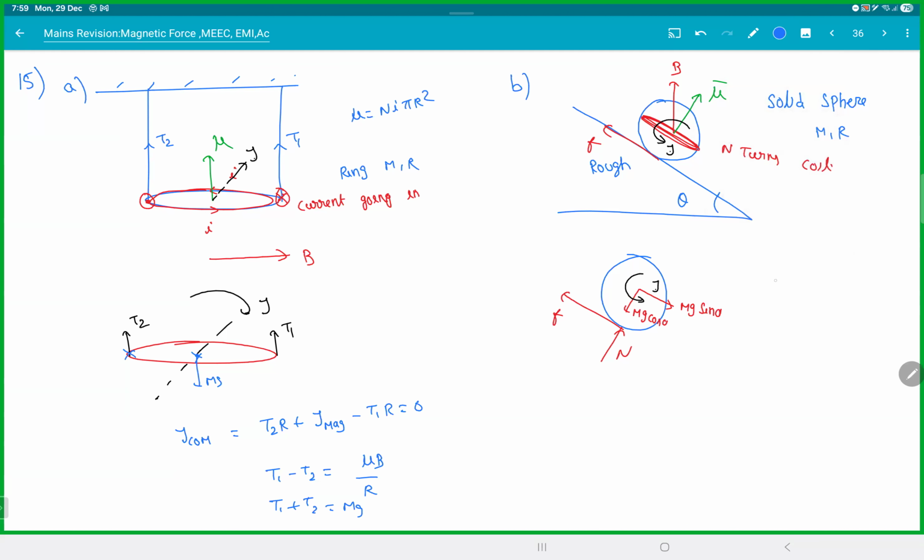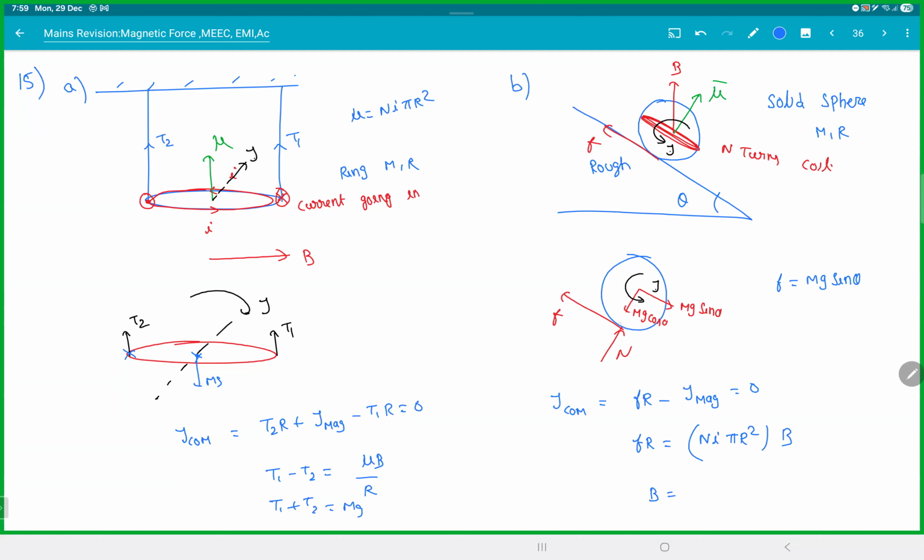It's not moving, it's at rest, so F is equal to mg sin theta. And if you take torque about center of mass, you can take torque about any point, doesn't matter actually. If you take torque about center of mass, that would be F into R minus the magnetic torque must be 0. So F into R is equal to, this is mu cross B, that is N I area into B. There you get the B value from here. Clear with this? F is equal to mg sin theta.